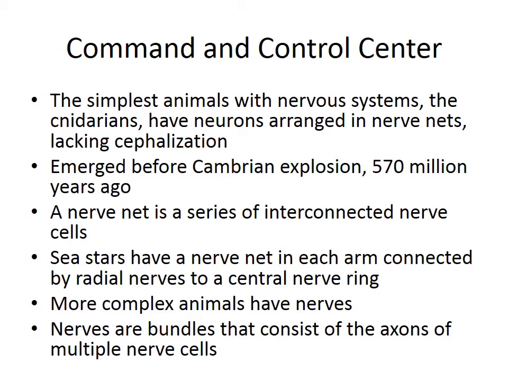These nerve nets emerged before the Cambrian explosion about 570 million years ago. These are very old. A nerve net is a series of interconnected nerve cells. So sea stars, which are really pretty, have a nerve net in each arm connected by radial nerves to a central nerve ring. So now these are getting a little bit more complex because now you have a central nerve ring, which is kind of sort of like a primitive brain. More complex animals have nerves, not a net, and nerves are bundles that consist of the axons of multiple nerve cells.